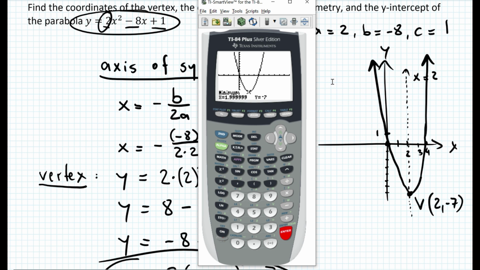But anyways, that's basically it for today's lesson. So all you need to do is know how to complete the square, how to find the axis of symmetry, and how to find the vertex from the general form of a parabola, okay?